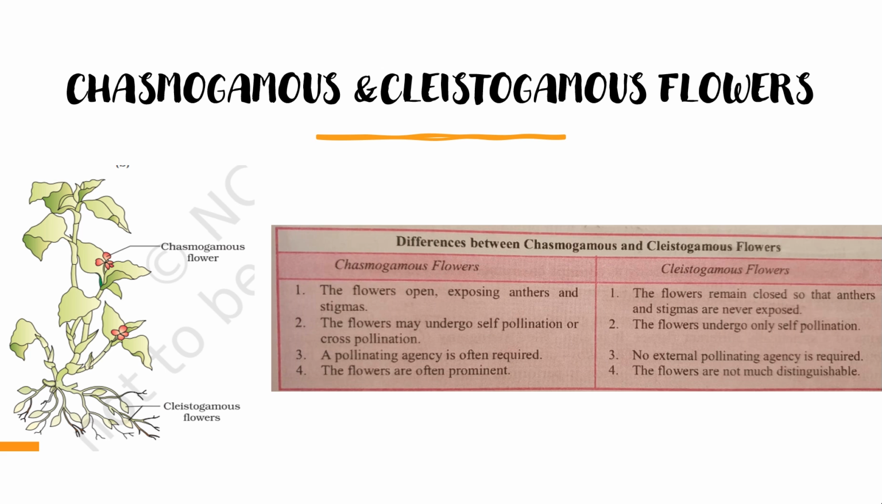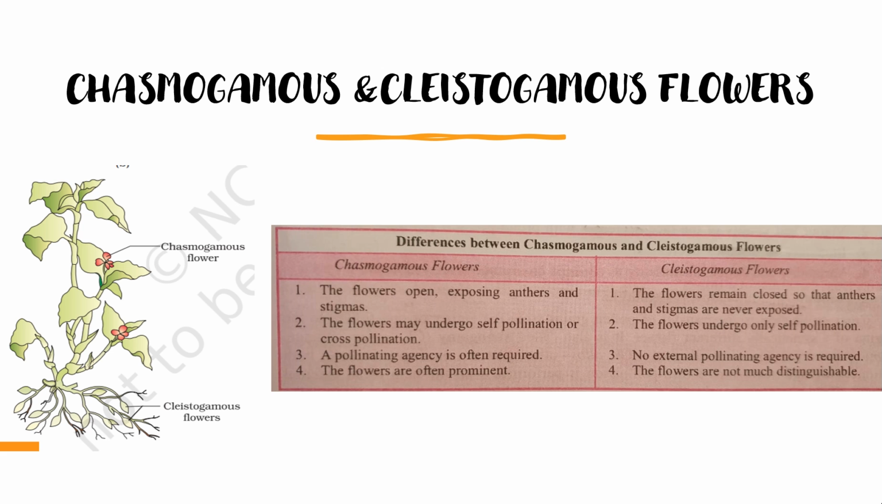Now, in this slide, you are watching chasmogamous flowers and cleistogamous flowers. What is the difference between them? There are some plants such as Viola, Oxalis, Commelina. They produce two types of flowers. Chasmogamous flowers are similar to flowers of other species with exposed anthers and stigma, which means these flowers are open.